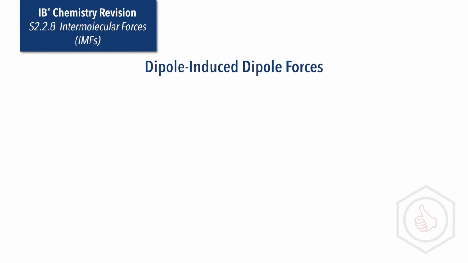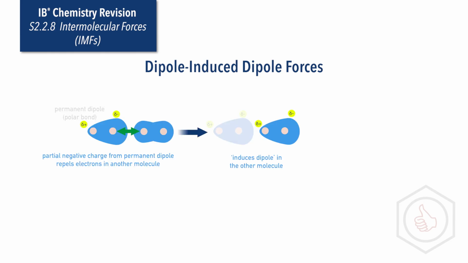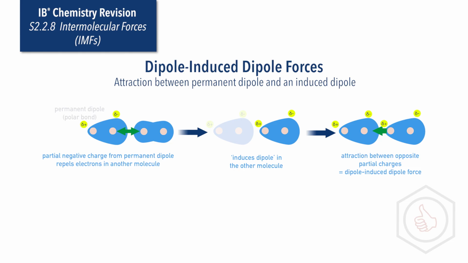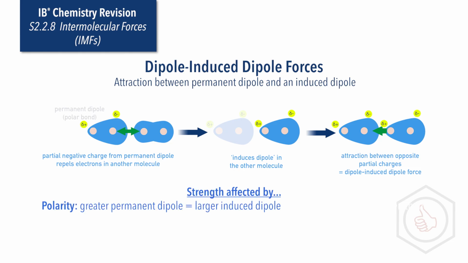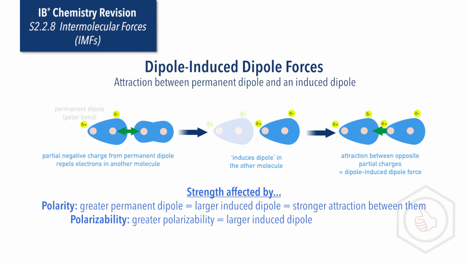Dipole-induced dipole forces occur when a polar molecule induces a temporary dipole in a nonpolar molecule, with attraction between oppositely charged ends from different dipoles. The larger the dipole on the polar molecule, the greater the temporary dipole it can induce in a nonpolar molecule, giving stronger forces of attraction. Equally, the greater the polarizability of the nonpolar molecule, so the larger its electron cloud, the stronger the temporary dipole it can have induced on it, and therefore the stronger the attraction forces it can form as a result.